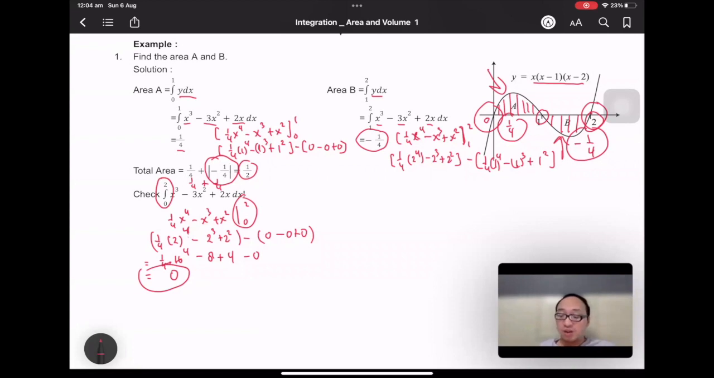So we have to make sure that the area that we are looking for is always above the x-axis if we want to do a single calculation. But in this case, we need to separate it. So we cannot use this, since the graph contains the positive region and negative region.